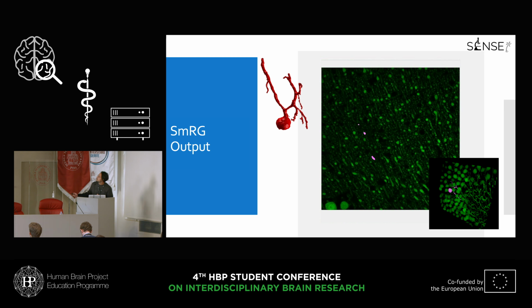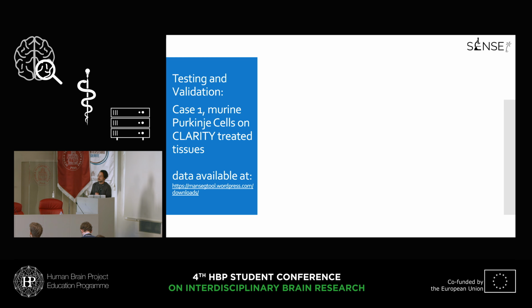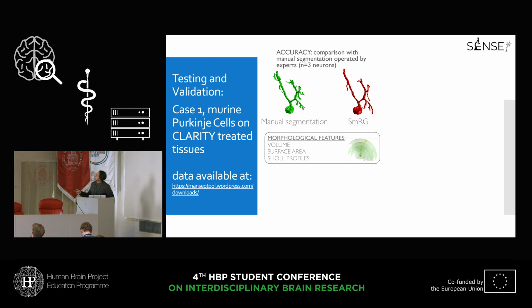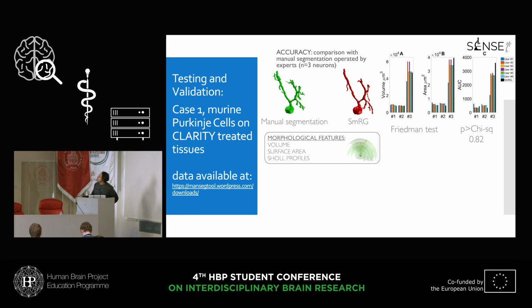And here I report two case studies. First, validation on Clarity-treated tissues from mice brain. Basically, we evaluated the accuracy by segmenting these 3 neurons manually and with the algorithm, and we extracted the volume, the surface area, and the shell profiles of the segmented structures. And according to a Friedman test, we observed that there were no differences between the automatic segmentation and the manual one in terms of these morphological features.